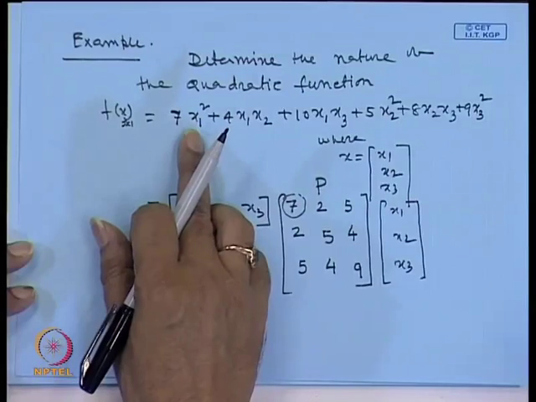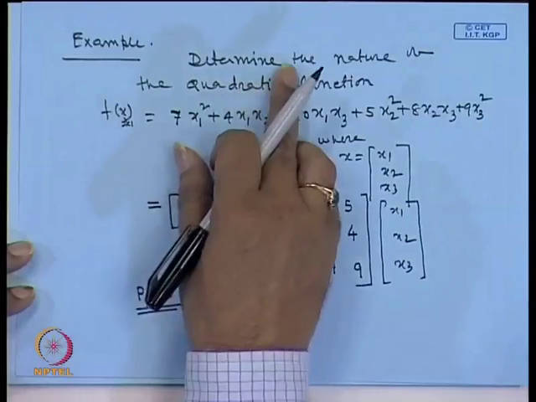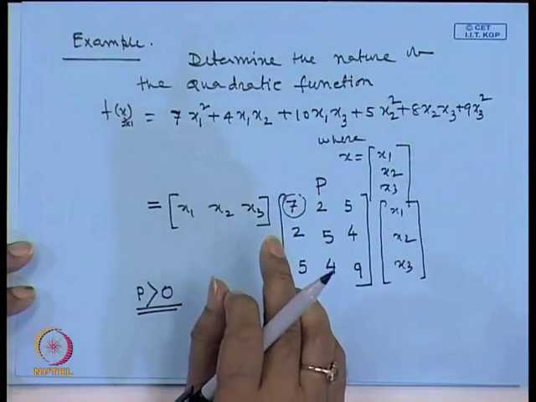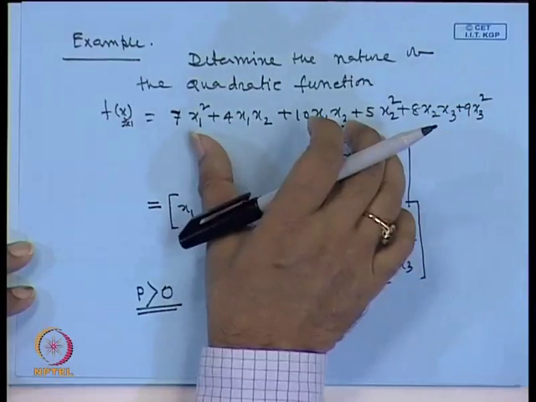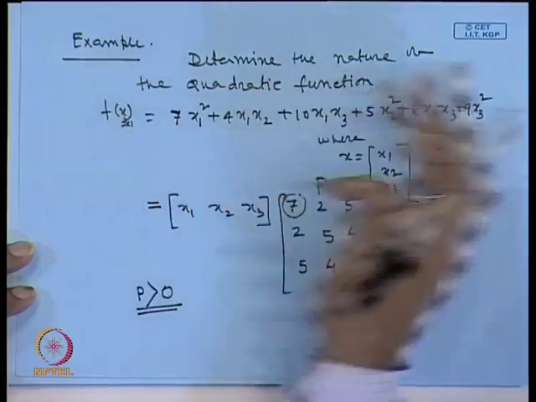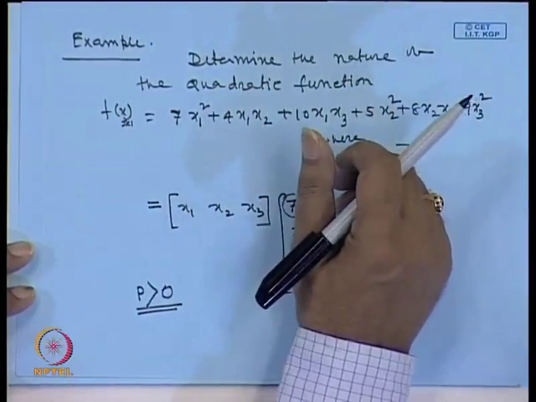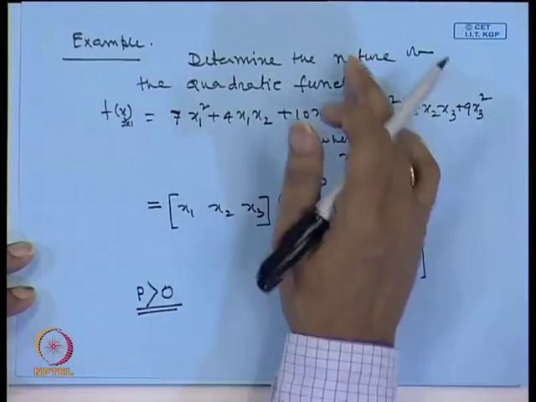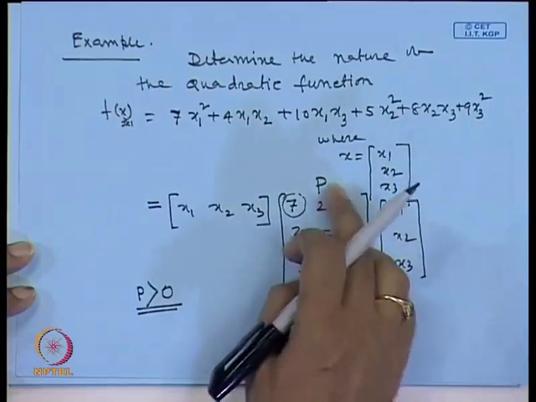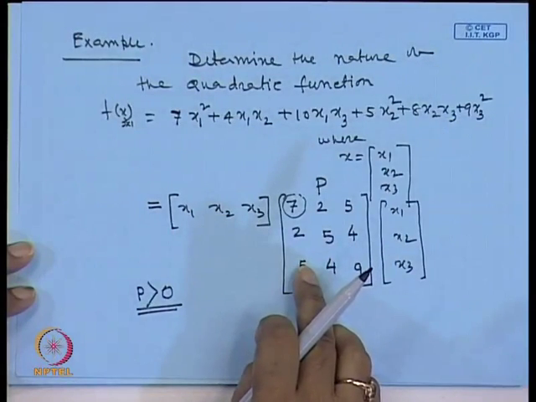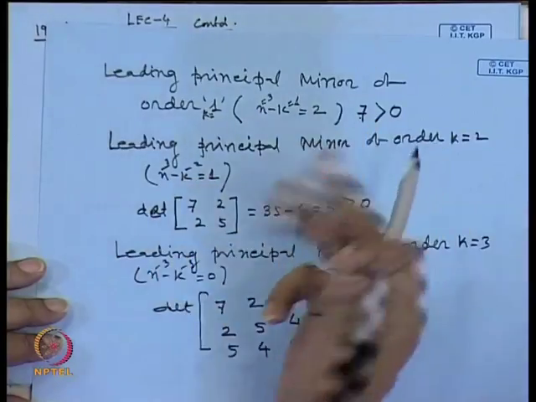If you recollect, we considered a function of x1, x2 and x3. Our job is to find the nature of this quadratic function: whether for all values of x1, x2, x3 the function value is positive definite or not. It may be positive definite, negative definite, positive semi-definite, or negative semi-definite, so we have to test it. With this, we formed the x transpose P x form, where P is a symmetric matrix, and then we used the Sylvester criteria for finding out the positive definite matrix.